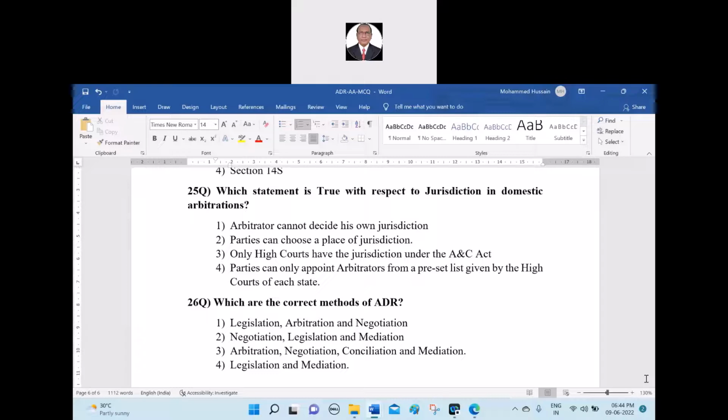Fourth one, sir, registration and mediation. Which one? Which number? Sir, fourth. No. The answer is number 3. Third: arbitration, negotiation, conciliation and mediation. That is the sequence.